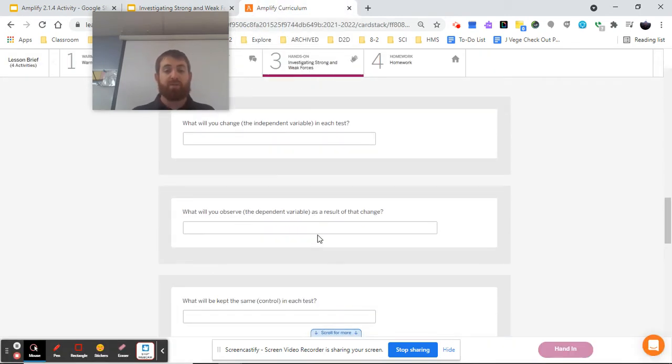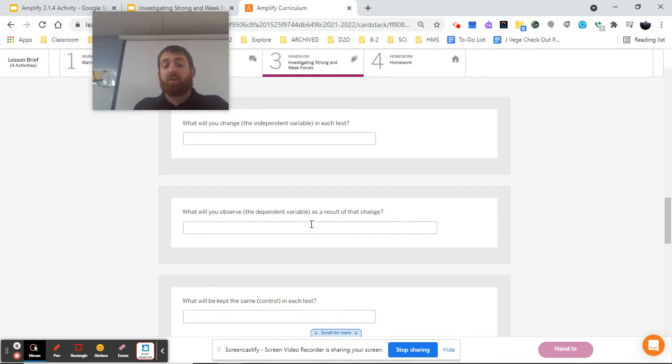So starting with the very first set of questions, these are some pre-lab questions. So the first one is, what will you change, the independent variable, in each test? What are we changing? What is different within the test itself? Think about what partners are doing. Think about how force is applied. What is different and what is changed within the test?